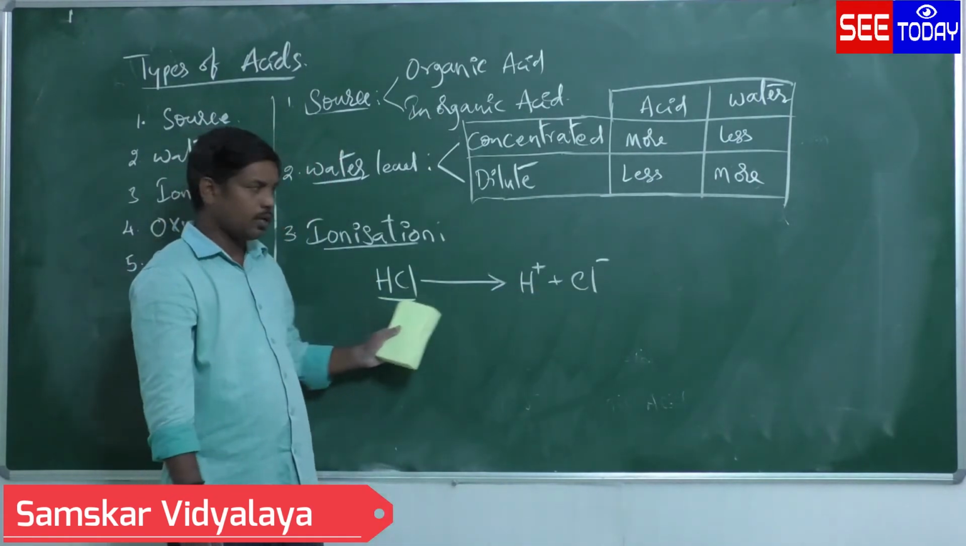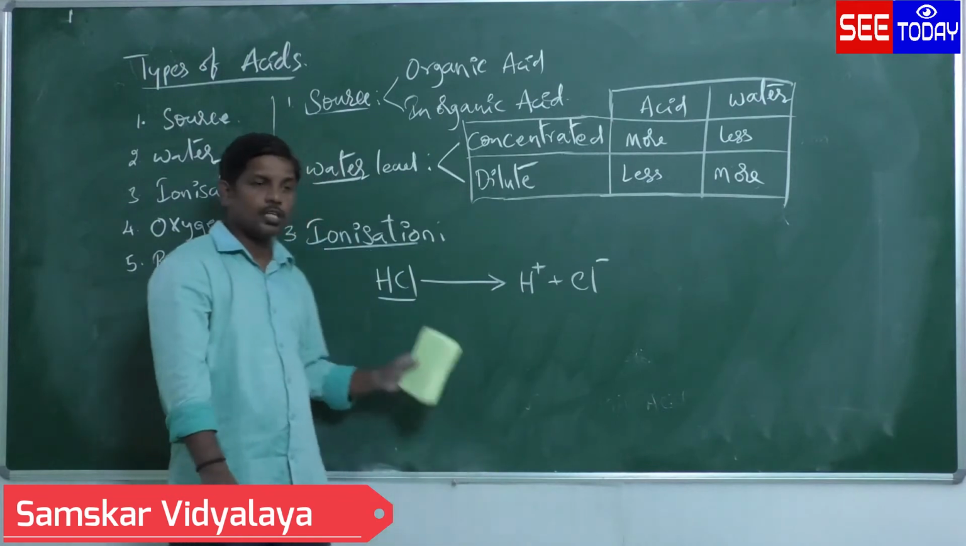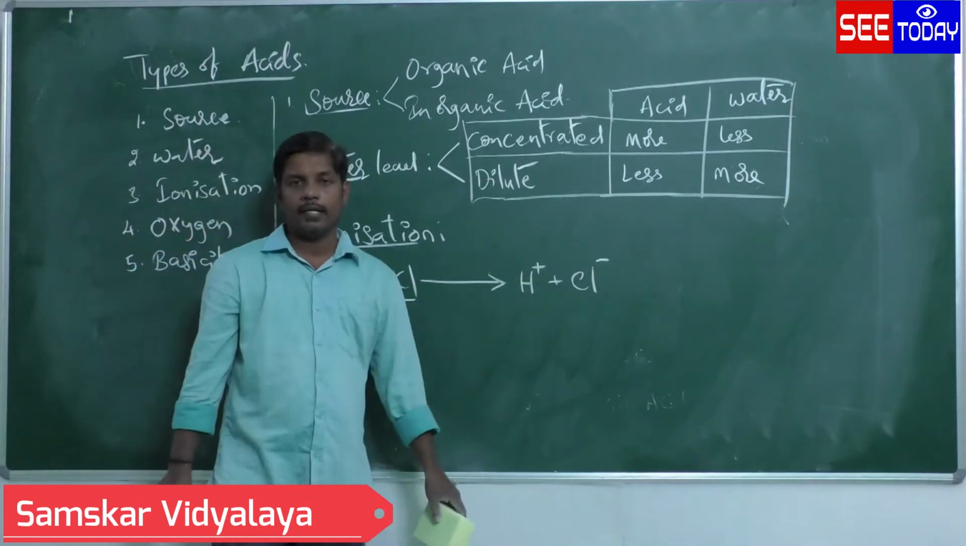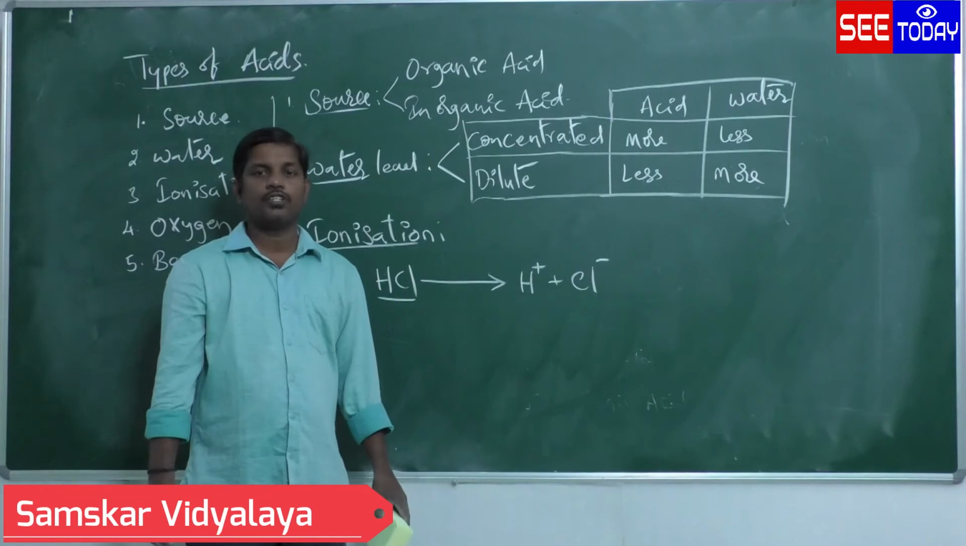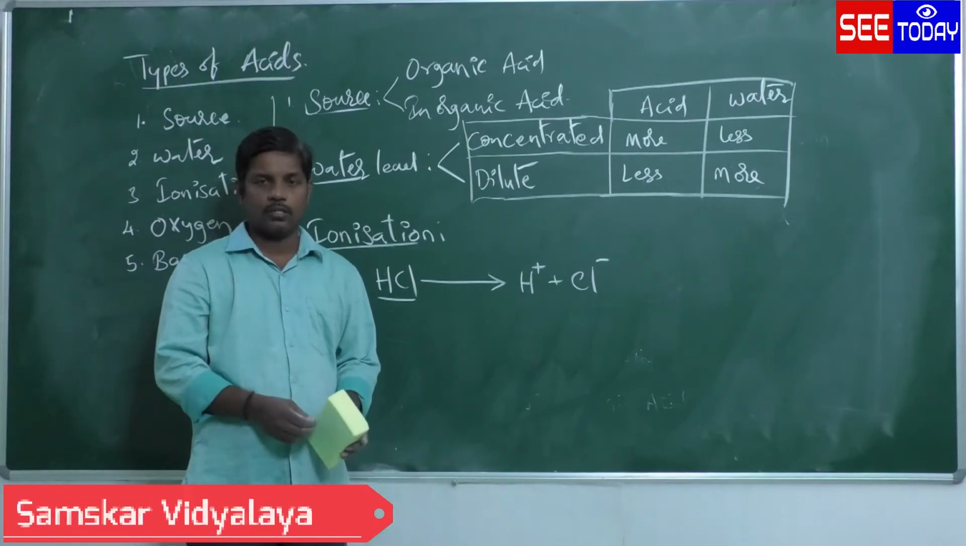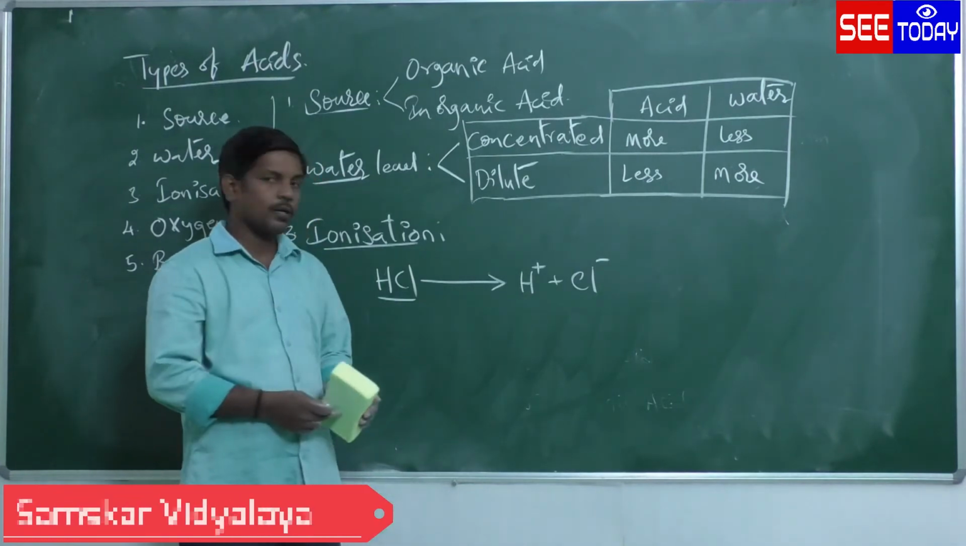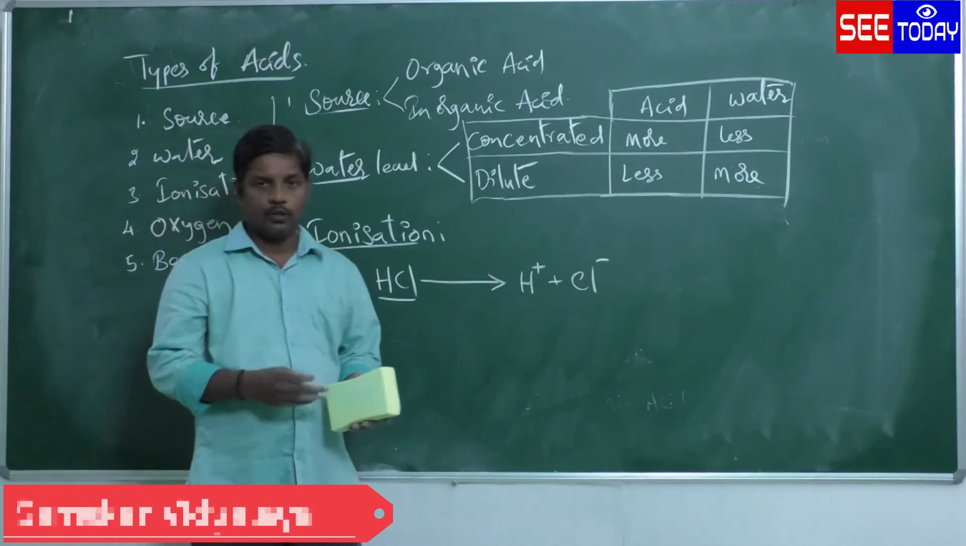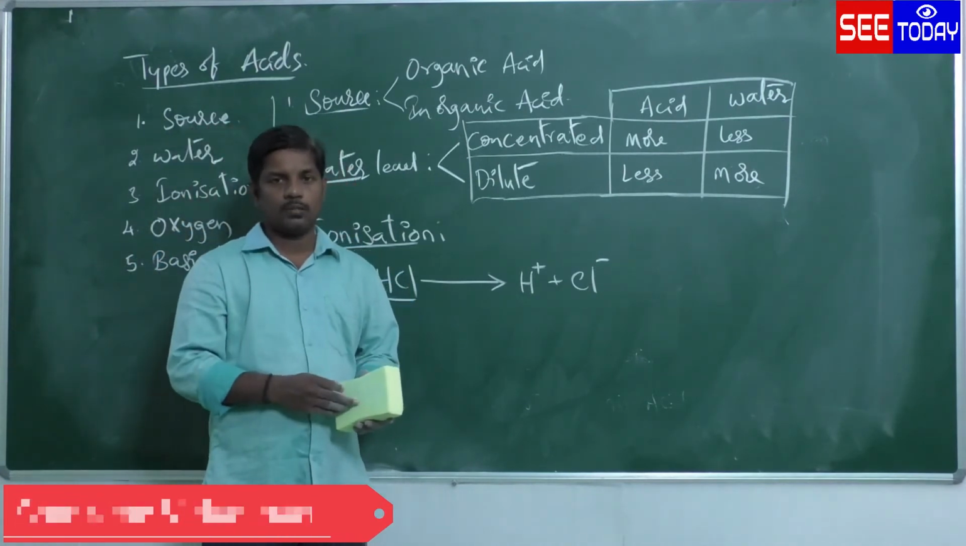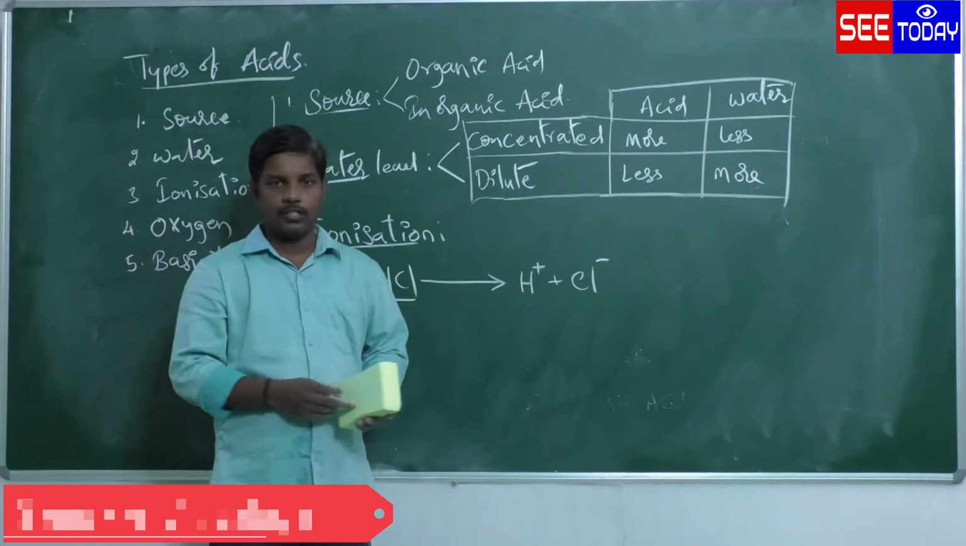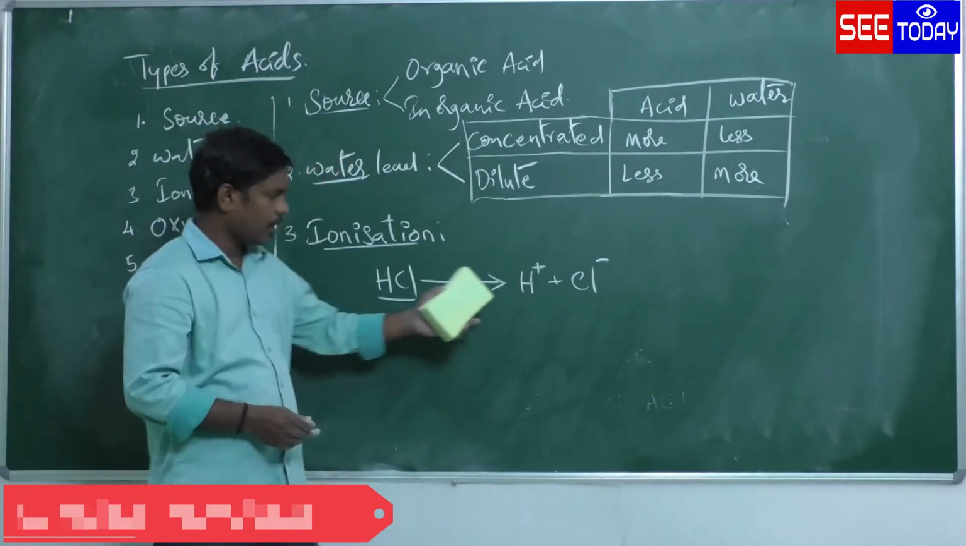So here a neutral substance becomes ionic substances. Converting a neutral substance into ionic substance we call ionization. So here it is undergoing ionization.